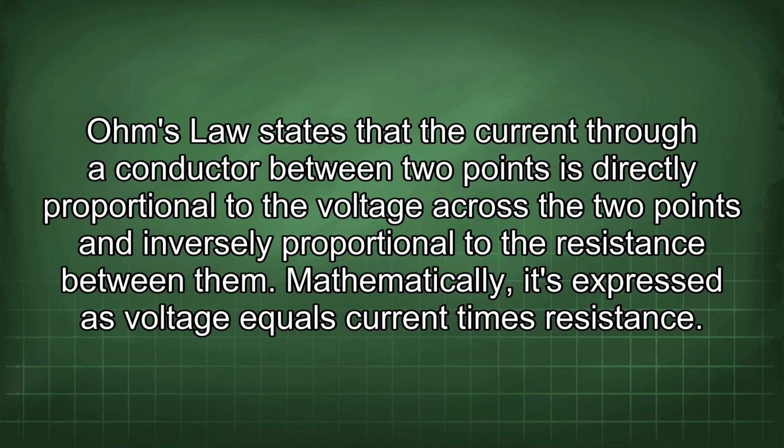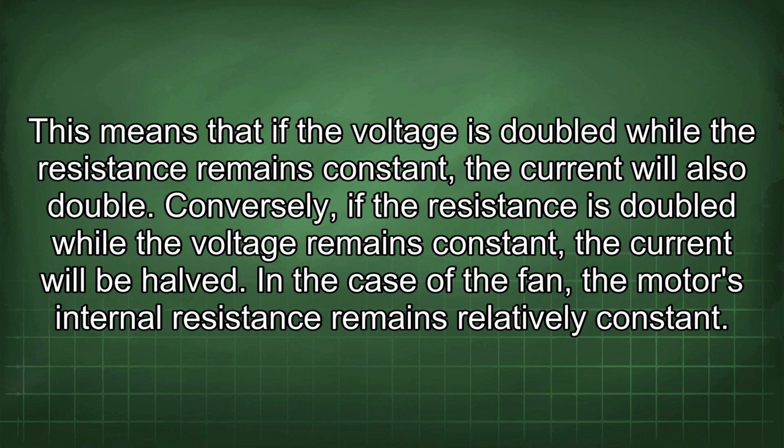Ohm's law states that the current through a conductor between 2 points is directly proportional to the voltage across the 2 points and inversely proportional to the resistance between them. Mathematically, it's expressed as voltage equals current times resistance. This means that if the voltage is doubled while the resistance remains constant, the current will also double. Conversely, if the resistance is doubled while the voltage remains constant, the current will be halved.